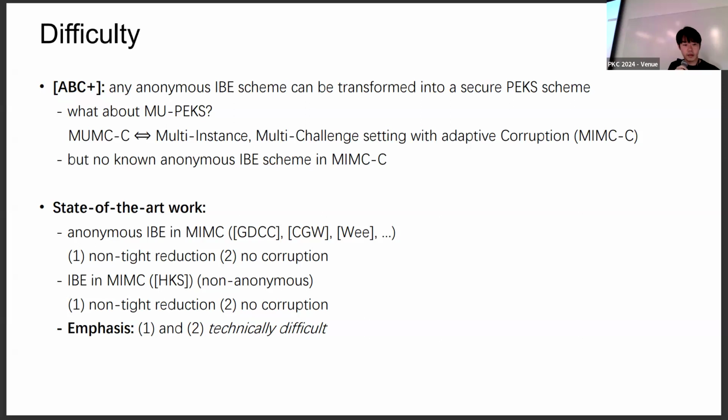For anonymous IPE in NIC, first, the reduction is not tight. They are not tight, depending on the security parameter. Second, they do not support corruption. For IPE in NIC, they suffer from the same problems. We emphasize that those problems are technically difficult to overcome to get our result.